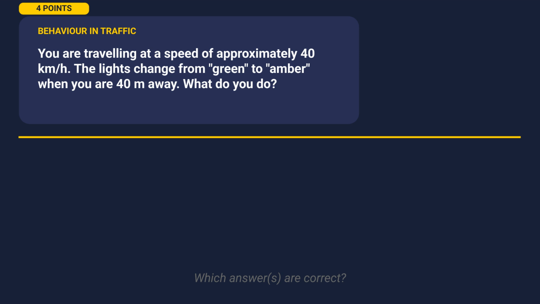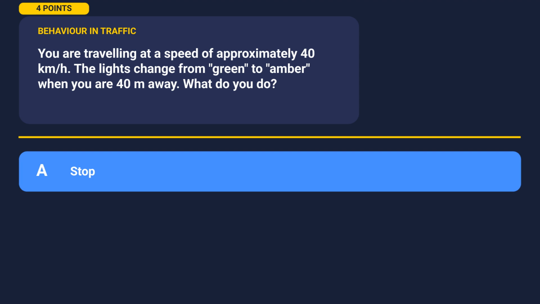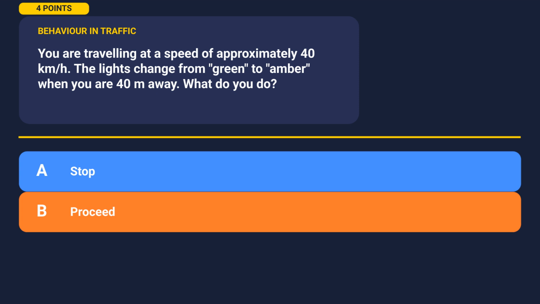Ready? Here's the next question. You are traveling at a speed of approximately 40 kilometers per hour. The lights change from green to amber when you are 40 meters away. What do you do? Take a moment to look at the options. Option A: stop. Option B: proceed.